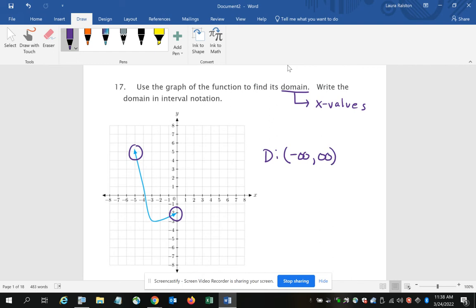There doesn't appear to be any holes or any gaps, so we can use all the numbers on the x-axis between negative infinity and positive infinity.